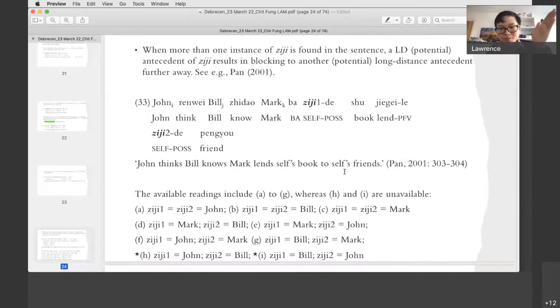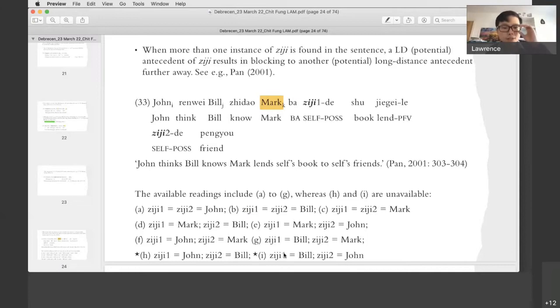There are a number of possible readings of what ziji can refer to, and among these possibilities listed here, two of them are actually not attested. In the first, the first ziji refers to John, a long distance binding relationship, and the second ziji refers to Bill. This is also a long distance binding relation, because Mark is the closest potential antecedent. So this can't happen.